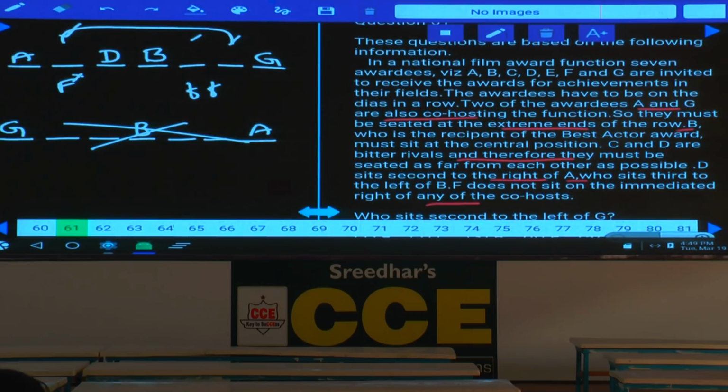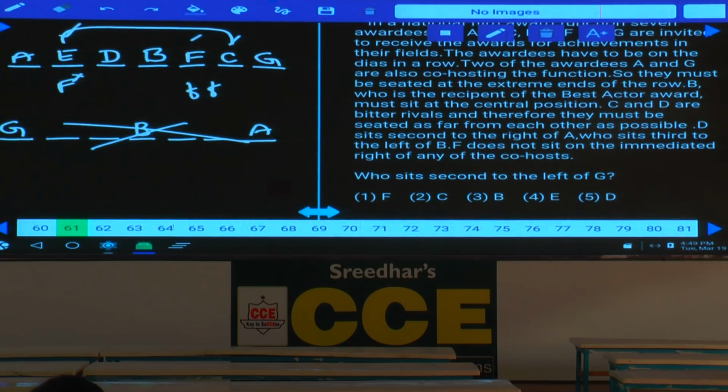Now C and D are bitter rivals. As C and D are bitter rivals, and D is at this place, then where should C be? C must be here, because they must be as far away from each other. As D and C are in these two places and F cannot be here, F will be here. If F is here, then who is the person left over? E is the person left over, E must be at this place. Then what is the order? A E D B F C G is the order in which these 7 persons are seated in a row, and they are facing. Then question number 61.